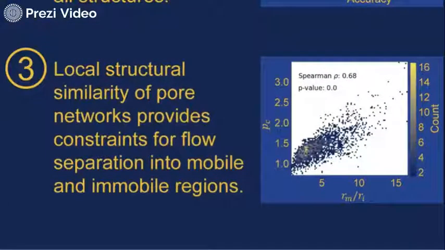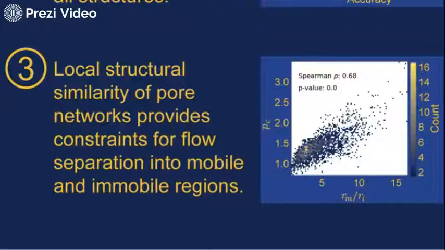Here we have the ratio of the mobile similarity to the immobile similarity, Rm over Ri, plotted against the percolation threshold. In this figure, color indicates density. In all cases, the ratio is greater than 1, meaning that the similarity metric R is greater in the mobile flow region relative to the immobile flow region. This tells us that the mobile flow develops through connected channels with similar pore throat values.